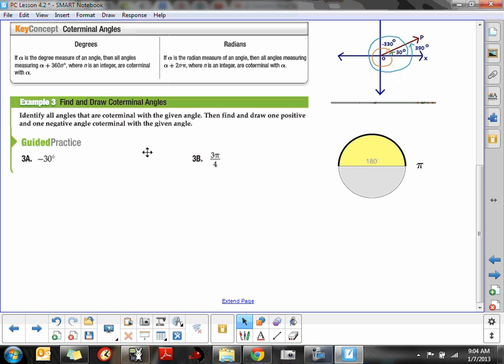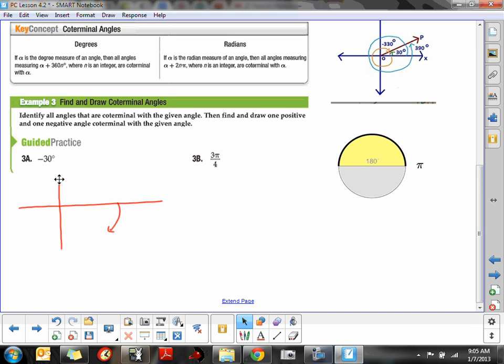It says identify all angles that are coterminal to the given angle. Find and draw one positive and one negative angle coterminal with the given angle. So first we identify all the angles that are coterminal with the given angle, and then we're going to draw. If it starts in degrees, we're going to finish in degrees. So if we have a negative 30-degree angle, I like to take a picture of that in my mind. We're going to rotate a negative 30 degrees.